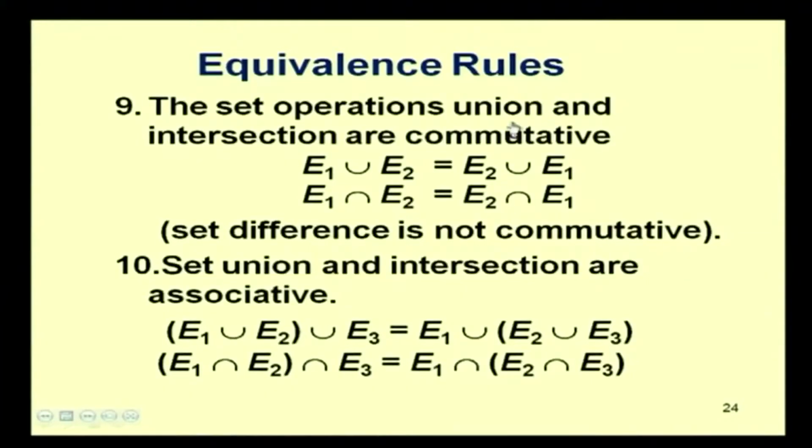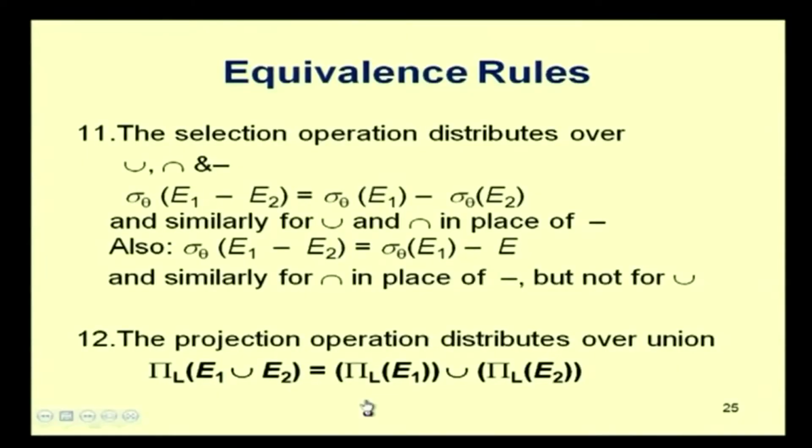The next rule that you have is that the set operations union and intersection are commutative. This is a general rule. Set difference of course is not commutative. Set union and intersection are also associative. So, E1 union E2 union E3 can be written as E1 union, E2 union E3. Now, the difference comes in which you will do first. Let us assume that you have 1000, 500 and 200 tuples, then it makes a large difference in which order you do it. Similarly, the intersection.